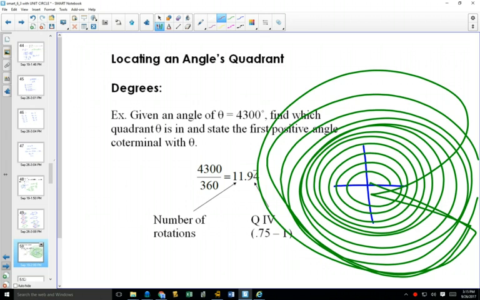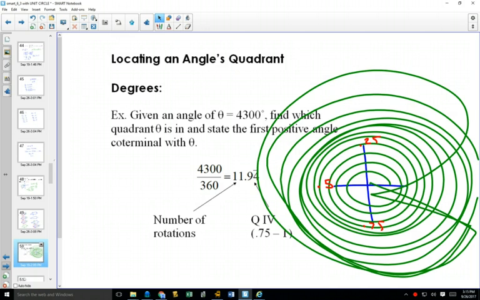So does it make sense that this is halfway around? This would be a quarter of the way around. This is 3/4 of the way around. And so the fact that we're in between 0.75 and 1 should end in the fourth quadrant. That's what I would do if I had my calculator.